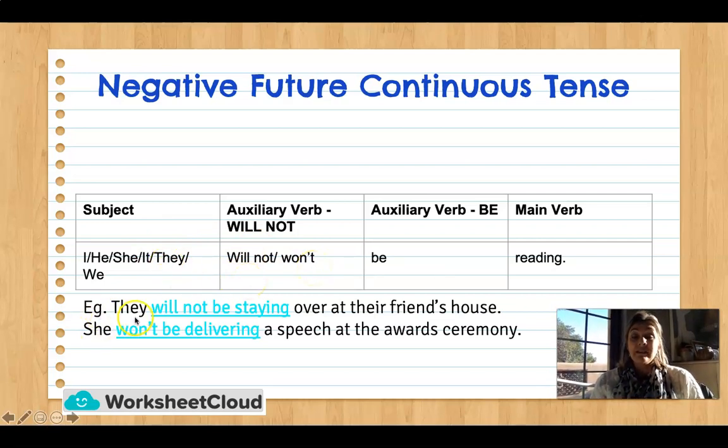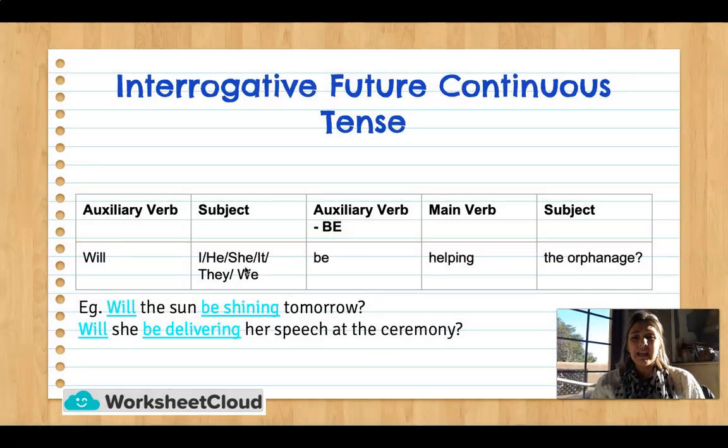Here are your examples. They will not be staying over at their friend's house. She won't be delivering a speech at the award ceremony. And so, it's not really wrong whether you use the word won't or will not, completely up to you. But obviously when we speak, we really do use a lot of contractions just to shorten our sentences and to make them just flow. And then you've got your interrogative future continuous tense.